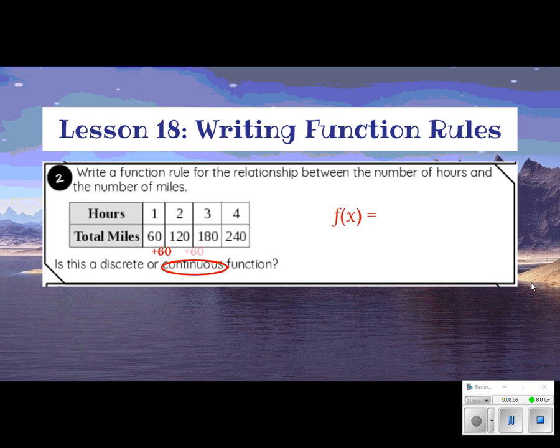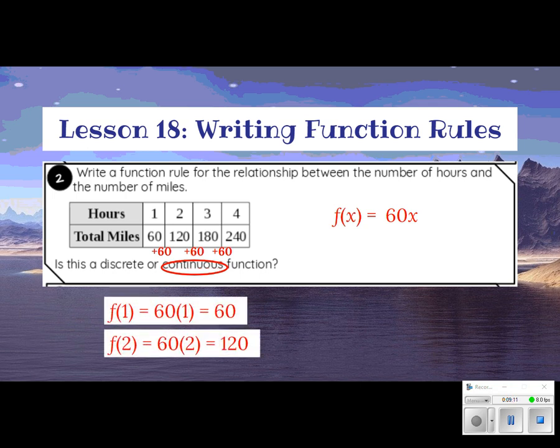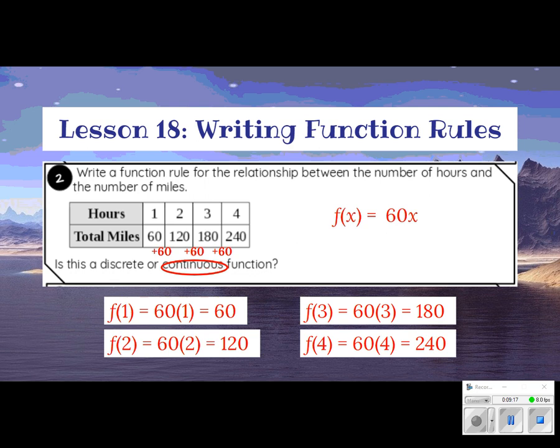So I'm adding 60, adding 60, adding 60. So that's going to be my coefficient on my variable. So f of x equals 60x. All right, let's check it. 60 times 1 is 60. 60 times 2 is 120. 60 times 3 is 180. We're matching the table so far. 60 times 4 is 240. We've got it. We've got our function rule that models this table, models this situation.